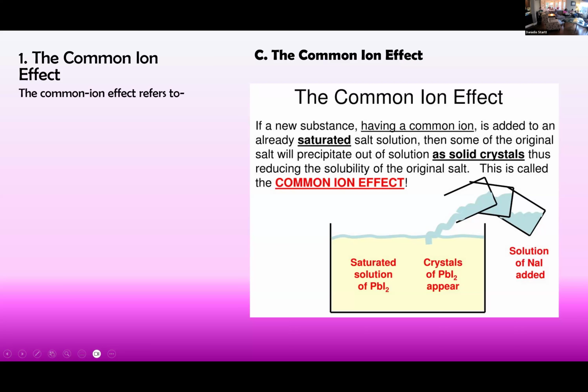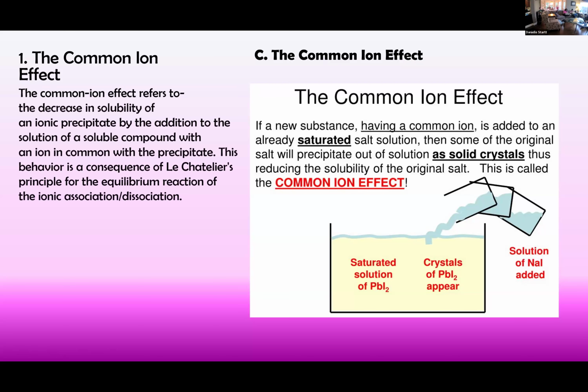So the common ion effect refers to, does anybody have a description? Anybody write it down? The decrease in, oh, go ahead. Yeah, they have a common ion. So you get a decrease in solubility of an ionic precipitate by the addition to the solution of a soluble compound with that ion in common with the precipitate. And this behavior is a consequence of Le Chatelier's principle for the equilibrium reaction of ionic association dissociation.